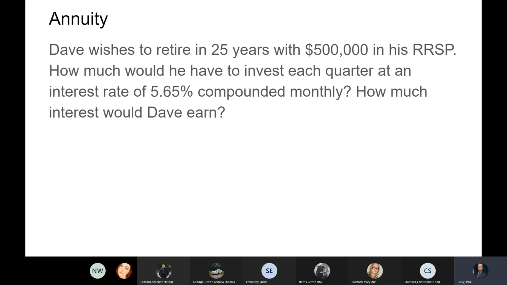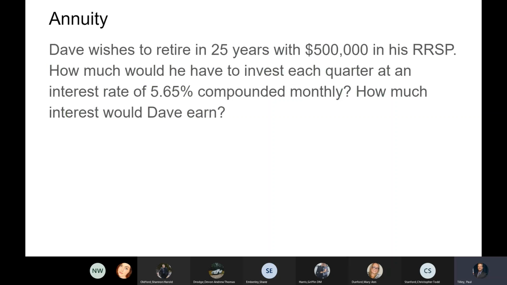Okay? First one, annuity. Dave wishes to retire in 25 years with $500,000 in his RRSP. How much would he have to invest each quarter at an interest rate of 5.65% compounded monthly? And how much interest will Dave earn? Well, first of all, you got to be able to tease the key components out of this type of question.